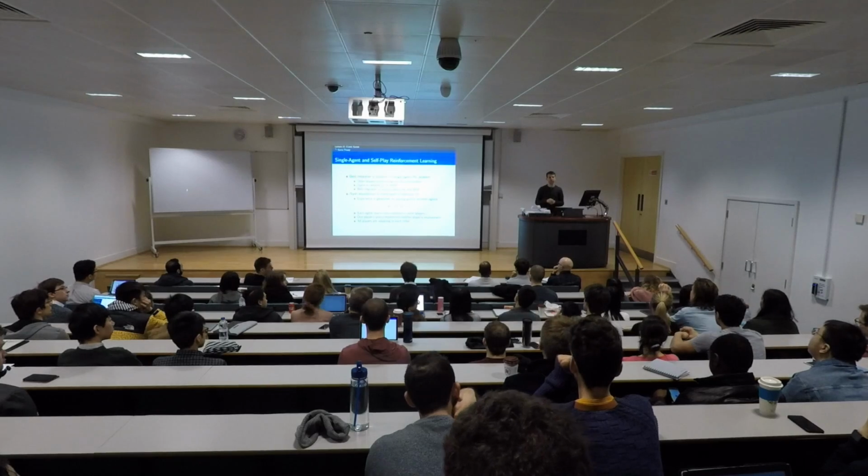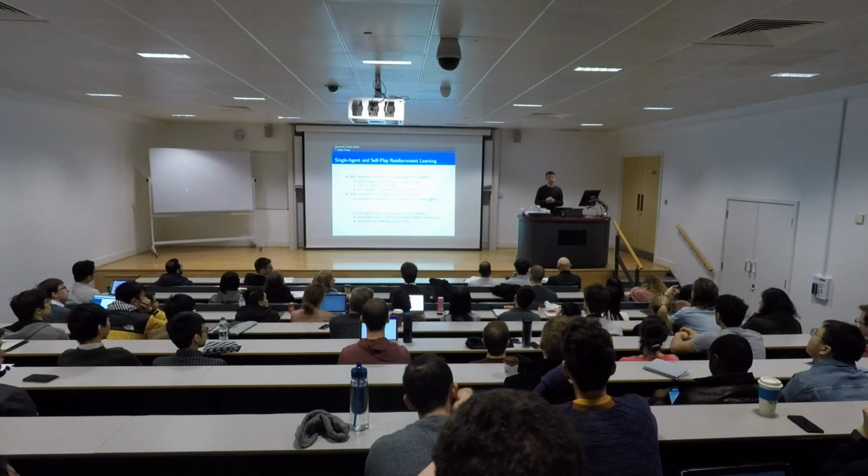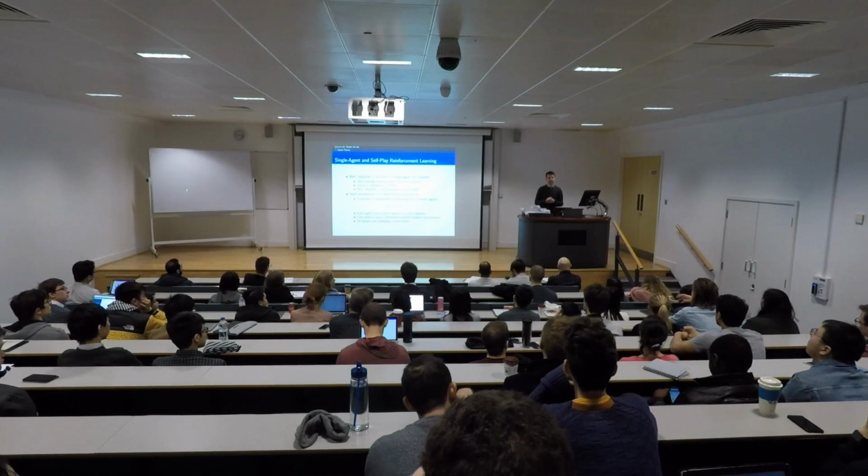Yeah, question? So the Nash equilibrium is met because in a reinforcement learning setting, we're always optimizing. Is that the idea?